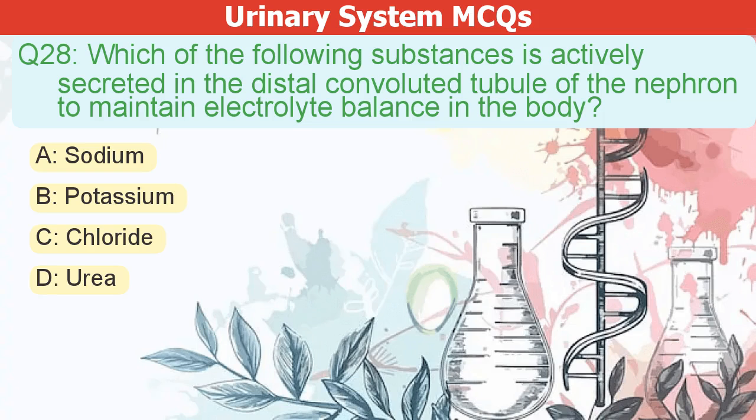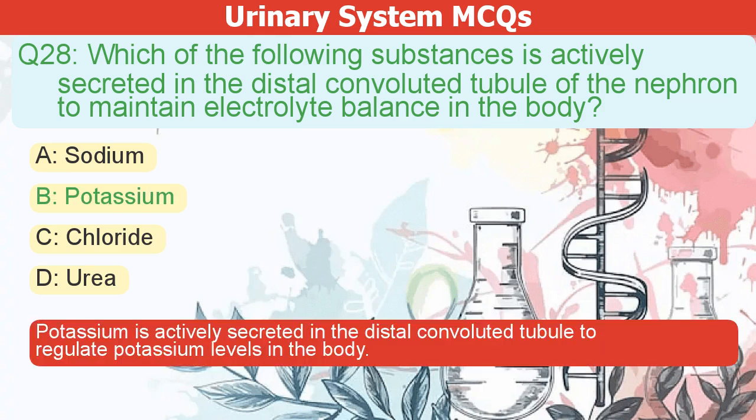Which of the following substances is actively secreted in the distal convoluted tubule of the nephron to maintain electrolyte balance in the body? A. Sodium. B. Potassium. C. Chloride. D. Urea. The correct answer is B. Potassium is actively secreted in the distal convoluted tubule to regulate potassium levels in the body.